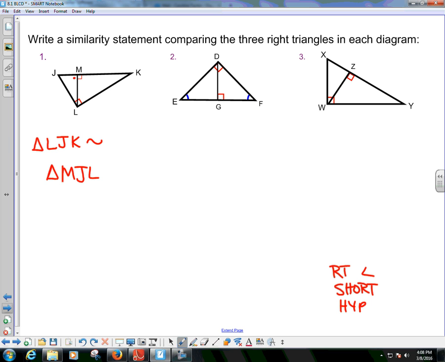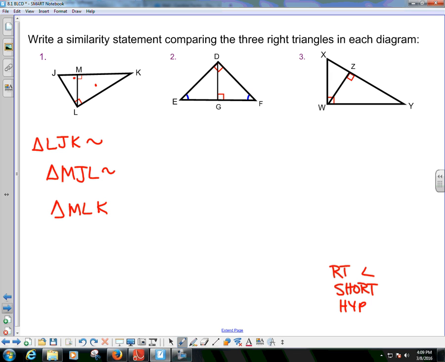And that is similar to, now I'm going to look at my medium-sized triangle, and I'm going to start at my right angle. My right angle is still at M. I'm going to go across the short leg to L, and then across the hypotenuse to K. So I can do this relatively quickly if I remember to use the same setup. If I always do the same thing, I'll be in a good place.